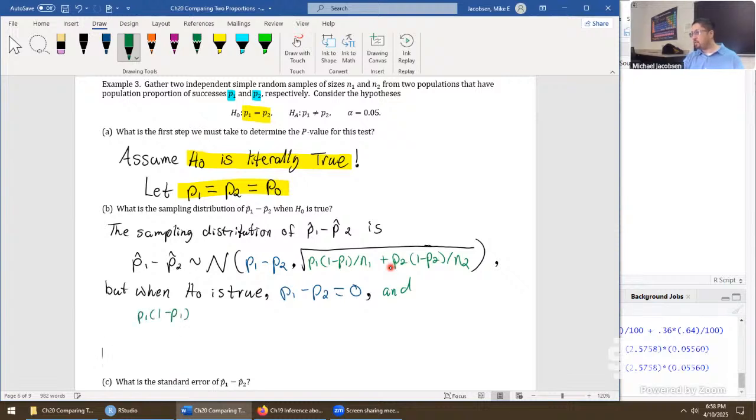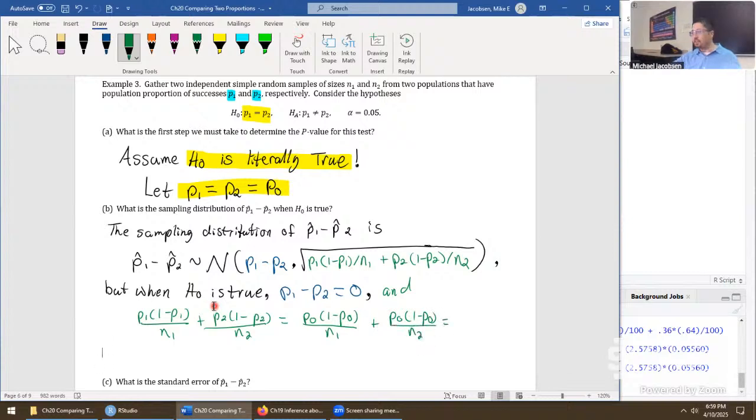P1, 1 minus P1 over N1 plus P2, 1 minus P2 over N2 becomes, everything is P naught now. So this will be P naught, 1 minus P naught over N1 coming from right over here. Then P2 also equals P naught through a null hypothesis. So plus P naught, 1 minus P naught over N2.